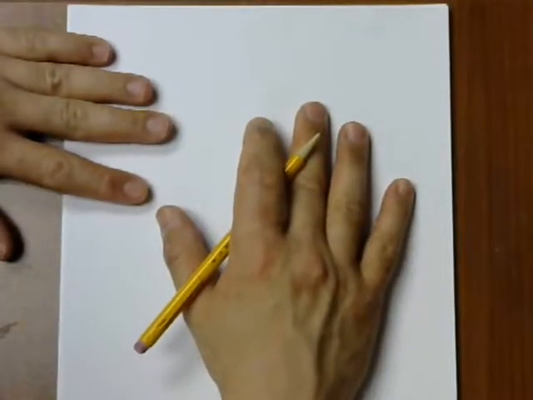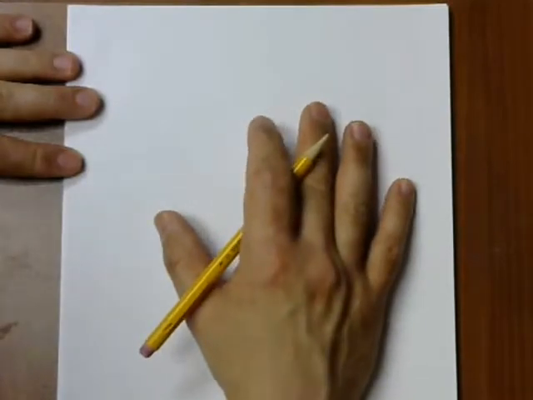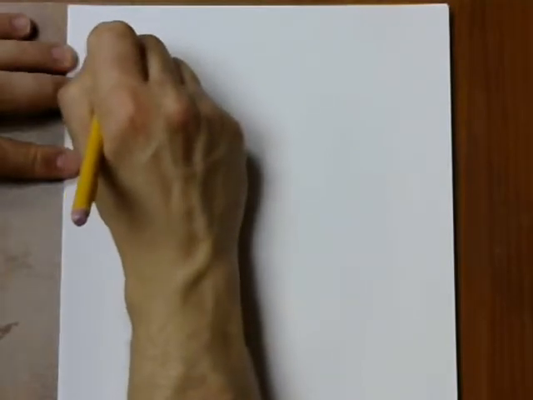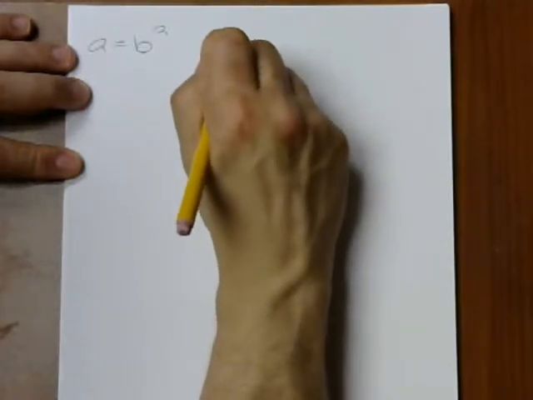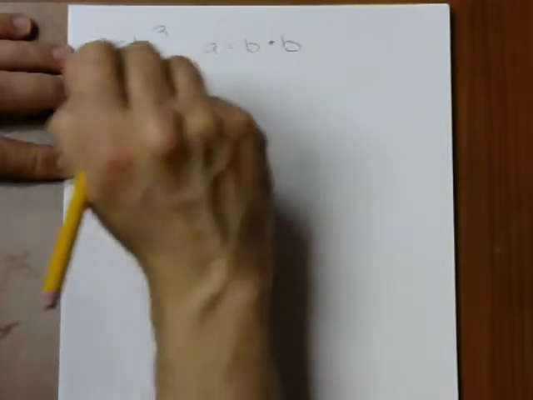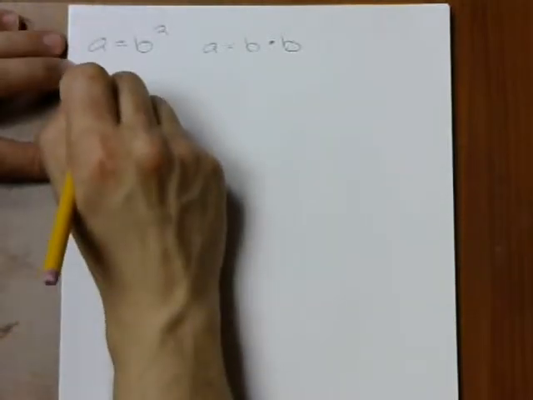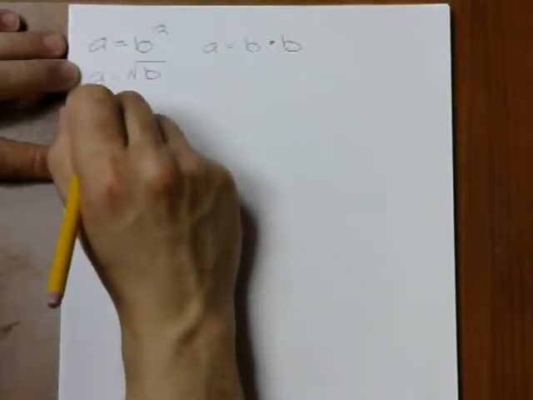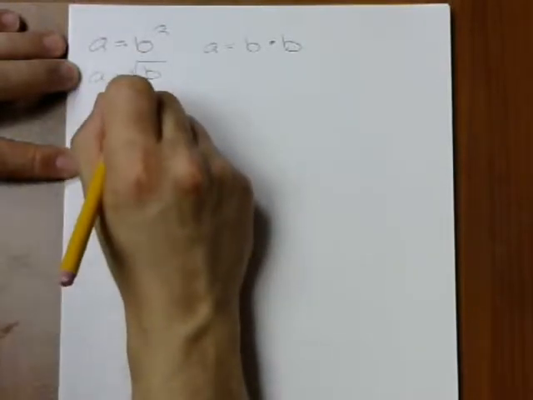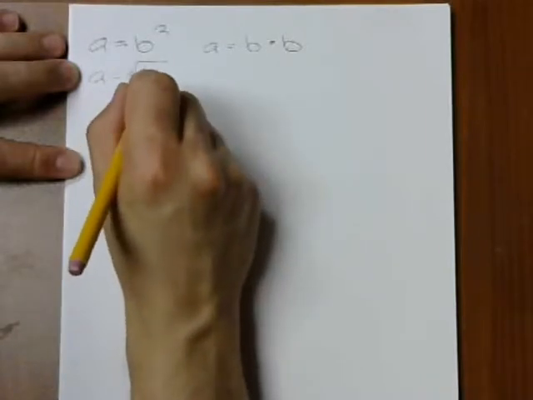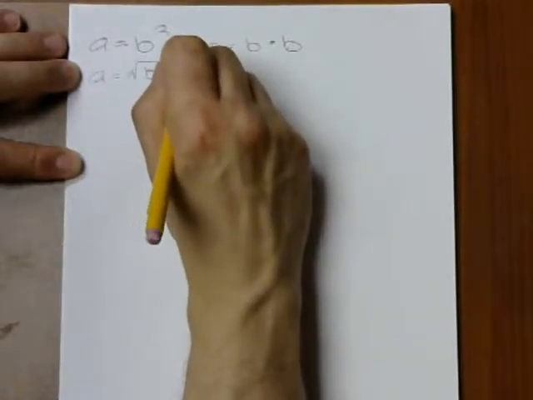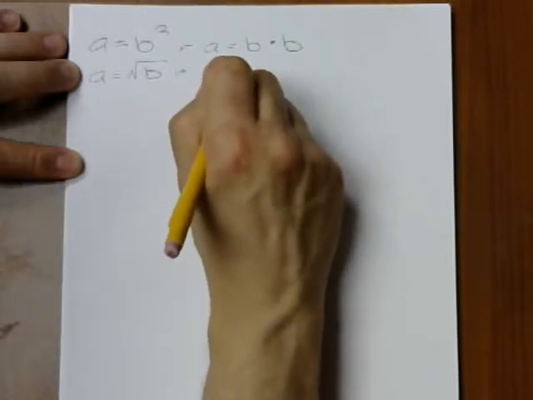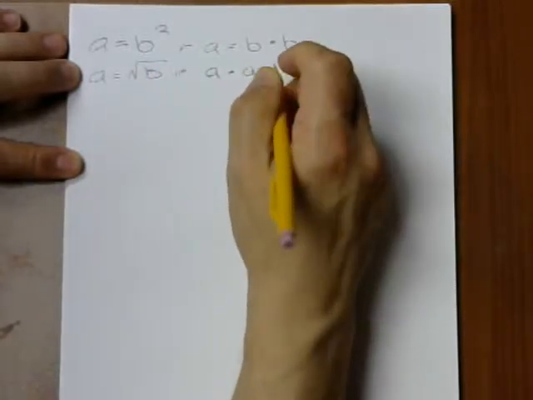Okay, we want to try to create something that is in some sense the opposite of taking a square. So for example, what does it mean if I say a is equal to b squared? Well, that means that a is equal to b times b. So what we want to do is introduce something called the square root, where we will say that a is equal to this symbol here, which is going to be called the radical b, if a times a equals b.